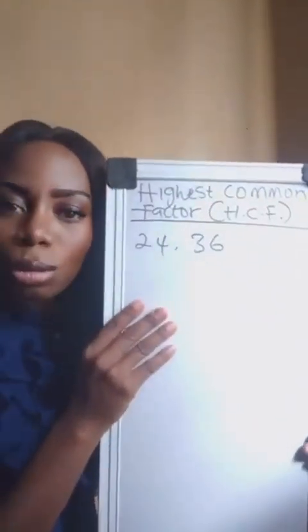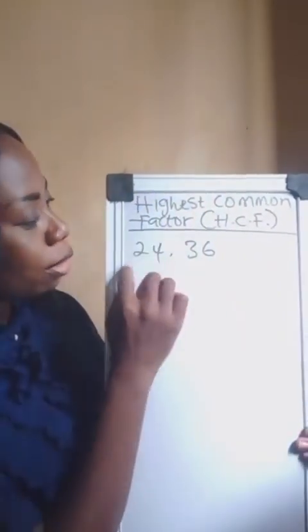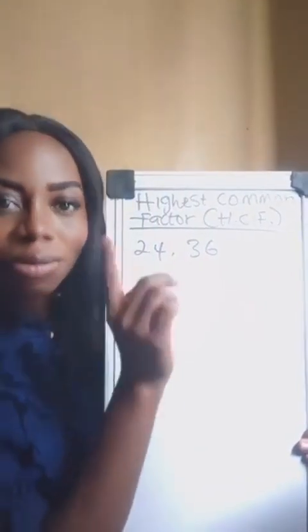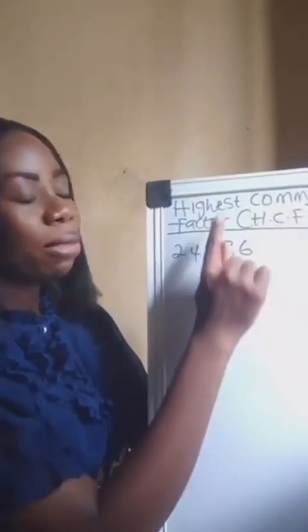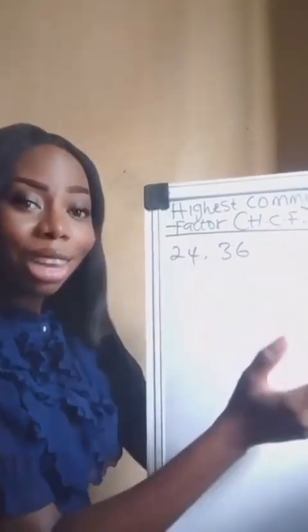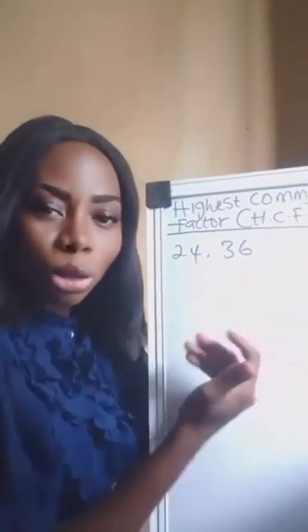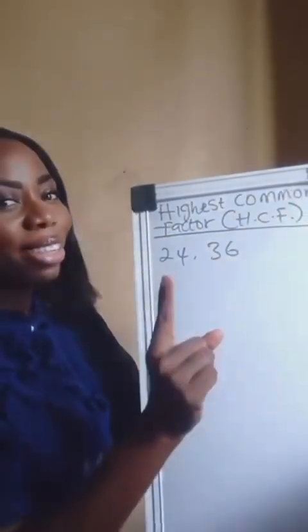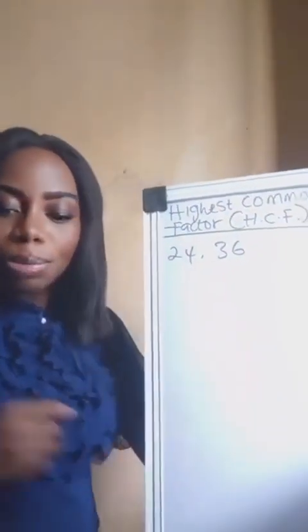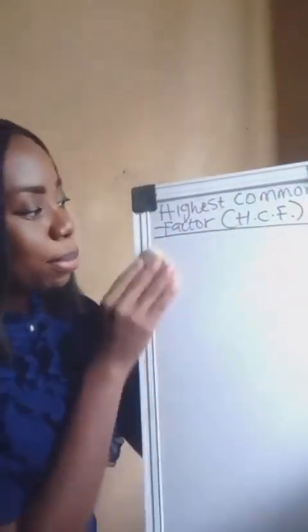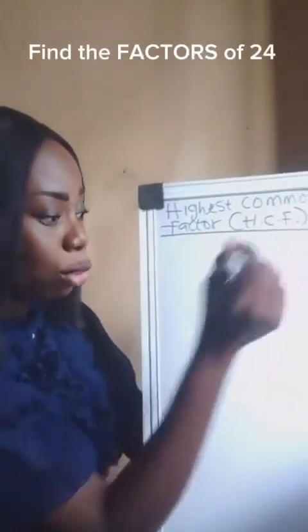The first thing we will do is find all the factors of 24. The next thing, we will find all the factors of 36. And then we'll find the factors that are common between them before we pick out the highest common factor. All right, so let's go. First, we'll find the factors of 24.